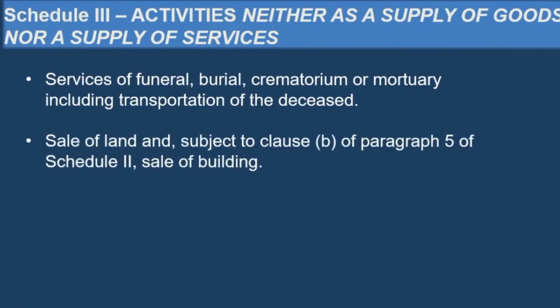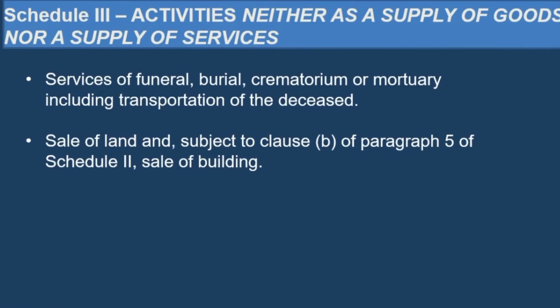Sale of land, and subject to Clause B of Paragraph 5 of Schedule 2, sale of building. This is interesting. There are two parts. Sale of land is first. Now land is an immovable property. So, as per the definition of goods, land is not goods. But as per the definition of services, anything other than goods is service. So if there is a sale of land, it will be treated as a service. So on sale of land, actually tax will be payable.